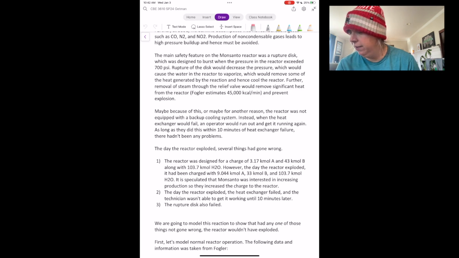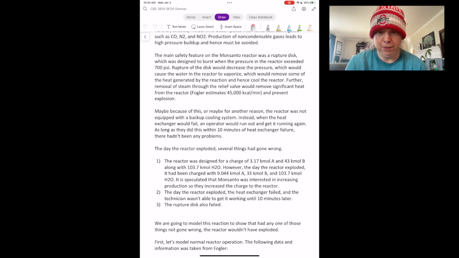The reactor was designed for a charge of 3.17 kilomoles of A and 43 kilomoles of B, along with 103.7 kilomoles of water. However, the day the reactor exploded, it had been charged with 9.044 kilomoles of A, 33 kilomoles of B, and 3.7 kilomoles of water. It's speculated that Monsanto was interested in increasing production, so they increased the charge to the reactor. Also, the day the reactor exploded, the heat exchanger failed.